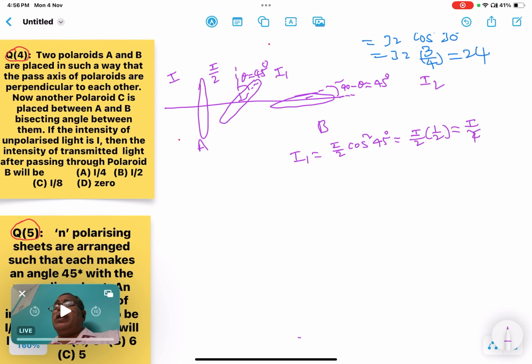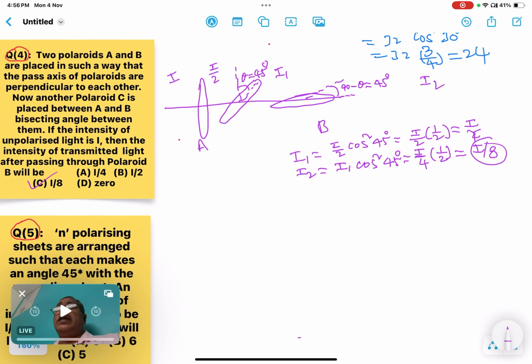This is I1 only, but I want I2 now. It's the previous intensity I1 into cos square of 90 minus 45, that is again 45 degrees. So I1 equals I by 4, and I by 4 into cos square 45, which is again 1 by 2. So the final answer is I by 8. This is the final answer, I by 8.